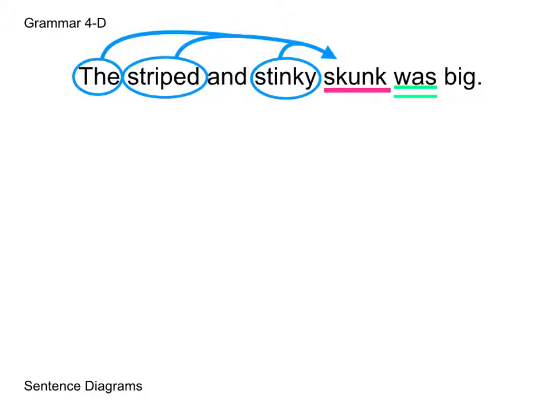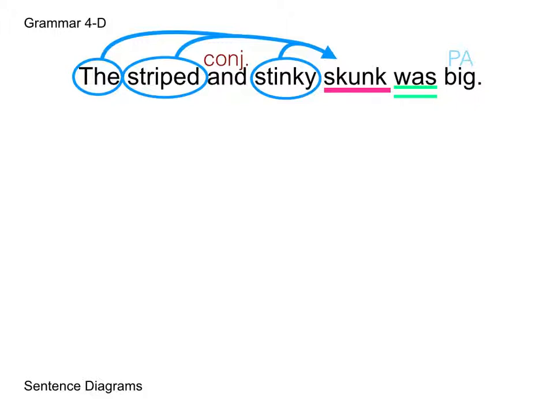The striped, stinky skunk was big. Big is also describing the skunk. However, it's after the verb, therefore in the predicate, making it a predicate adjective. And of course, now we just have one word left to identify, which is and, which is a conjunction. So we always just write that above. We don't have any fun little symbol to do with that.